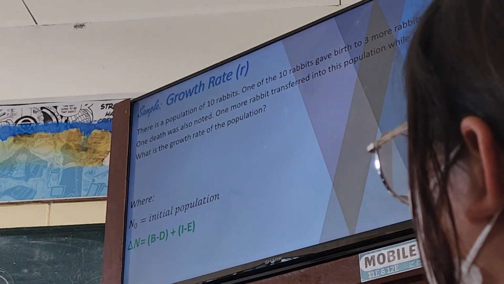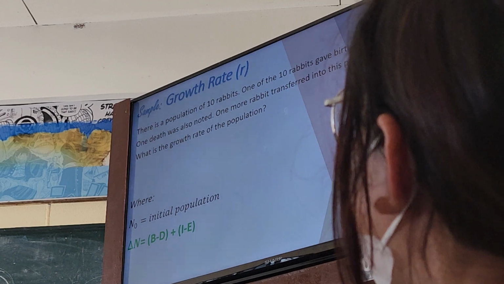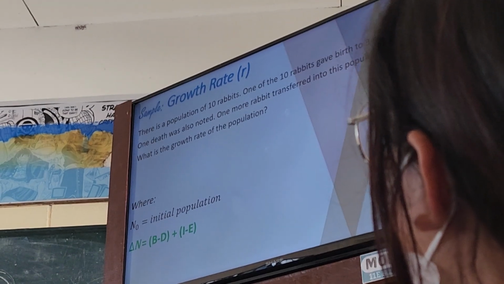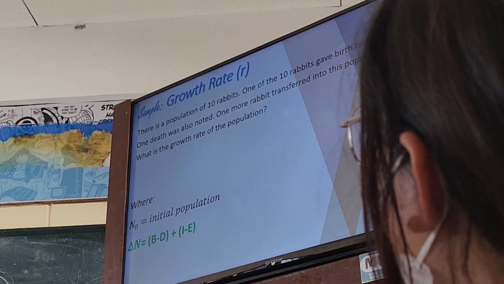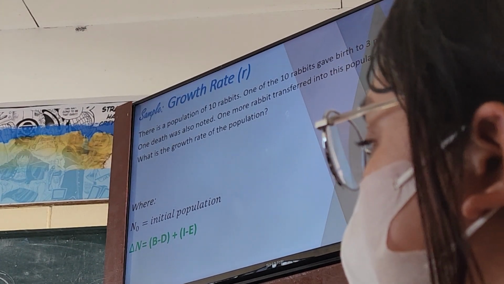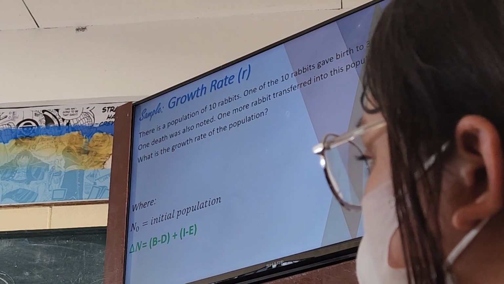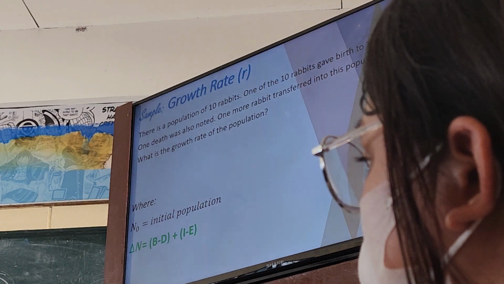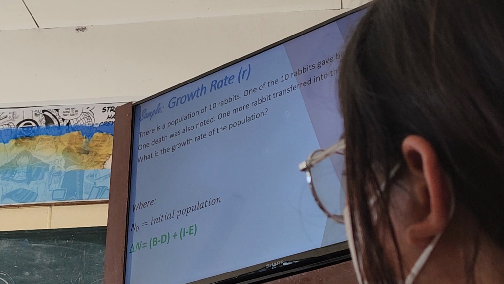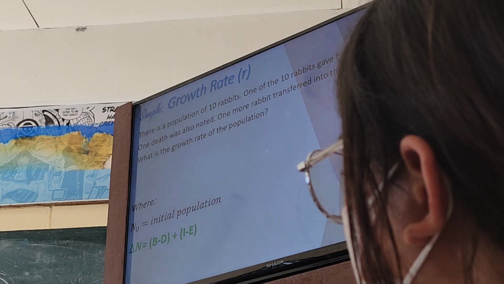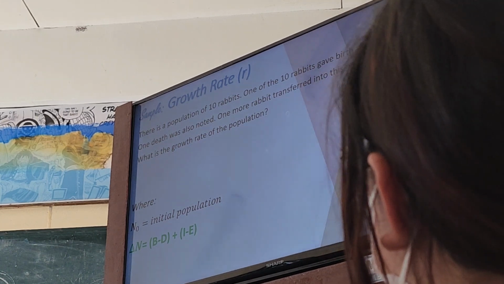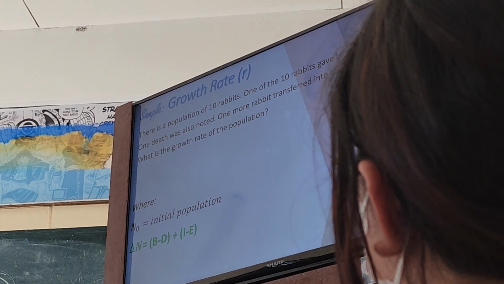So again, what's your formula for growth rate? Change, delta N over N. Okay, correct. But when you have to solve for your change in population, your formula would then be the difference between birth and death, plus the difference of immigration and emigration. So delta N's value is 1, and your formula now is delta N over N.